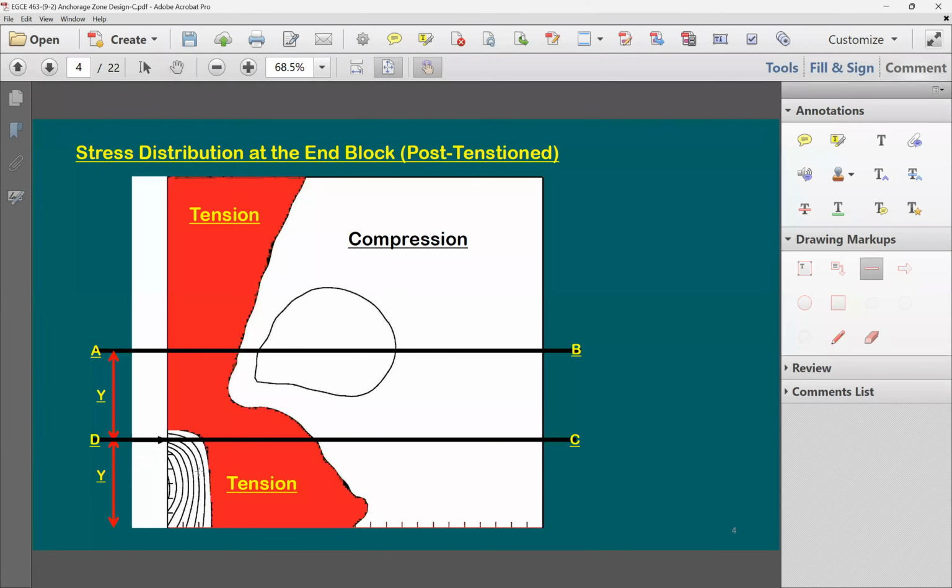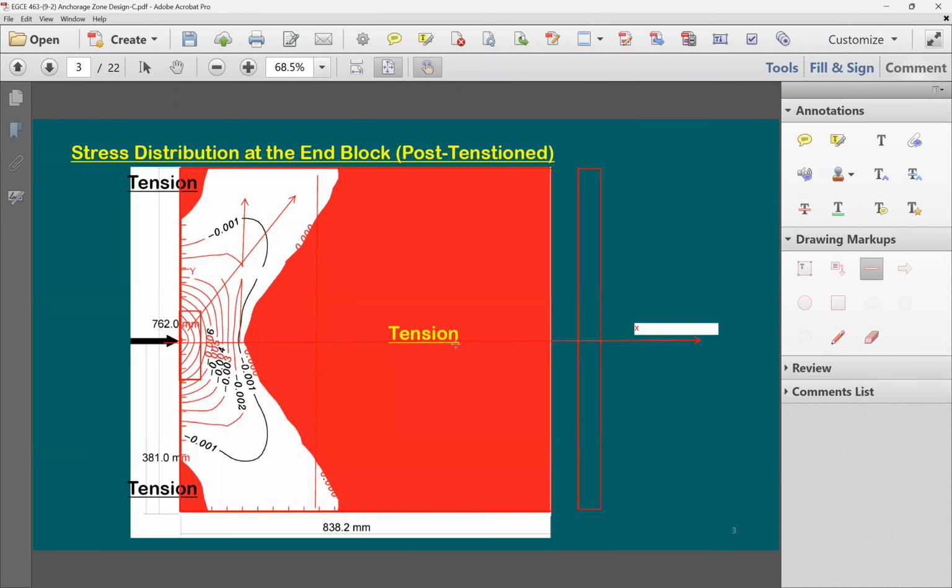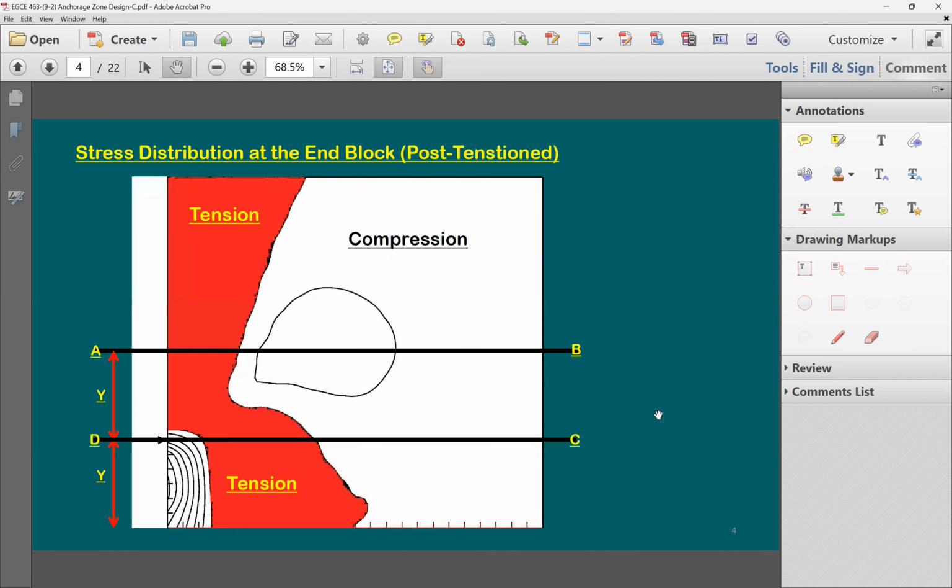As you see here, the tension zone has just been changed from one location to another location. The three areas that we're going to be interested in are the spooling, which means the top and bottom, the bursting, and the compressive stresses. These are the three areas. And also we have three methods of analyzing this end block and finding out the stress and the amount of reinforcement that we need to add in here.